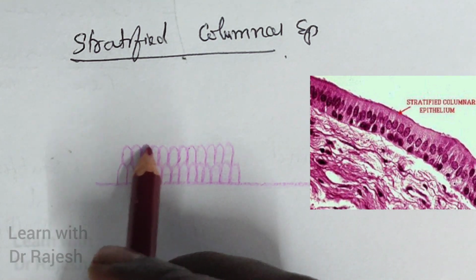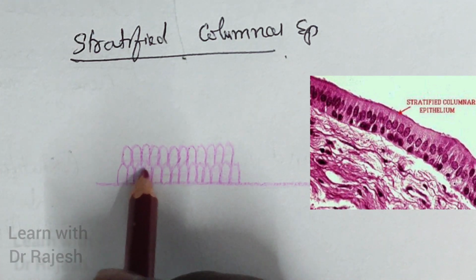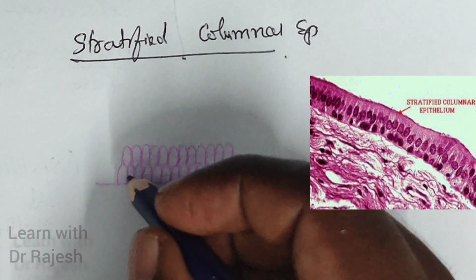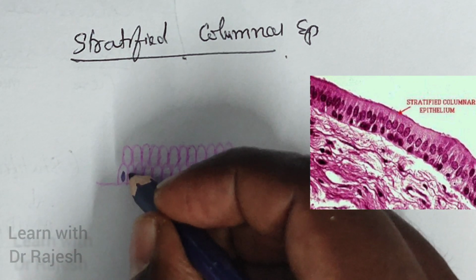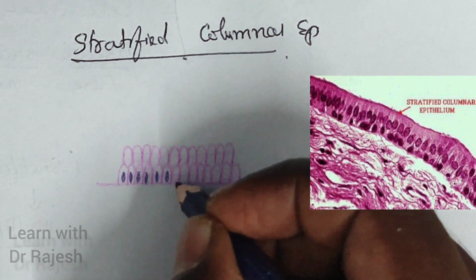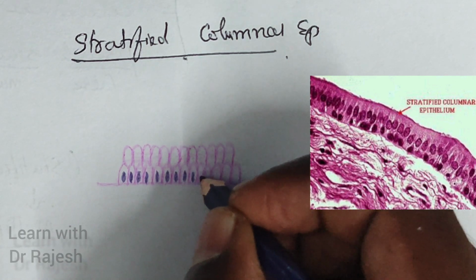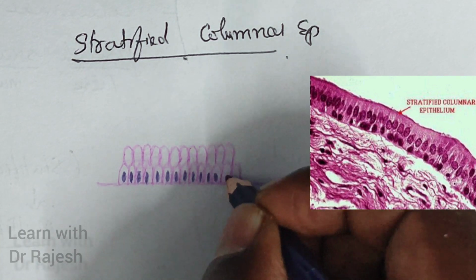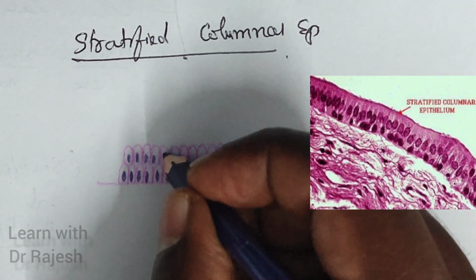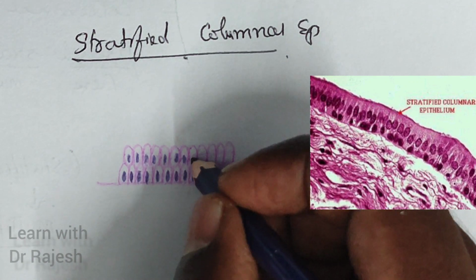This is the same way. First draw the cells, then shade the cytoplasm, then you can place the nucleus. You know where the nucleus of the columnar cells will be. It will be a basally placed elongated nucleus. So again, don't make a mistake in drawing the nucleus. So this is how we draw the stratified columnar epithelium.